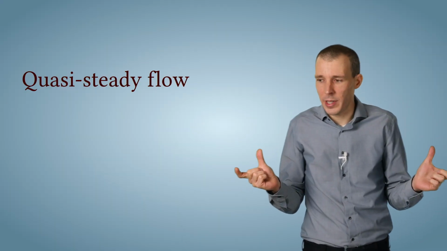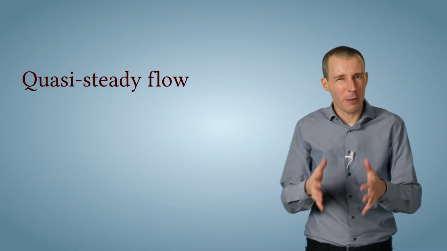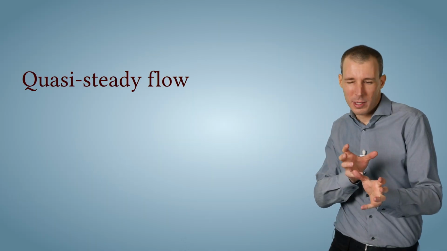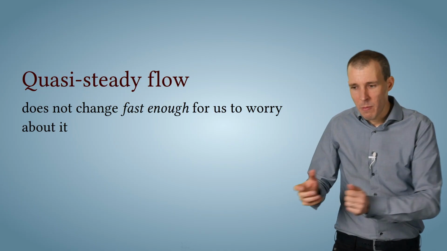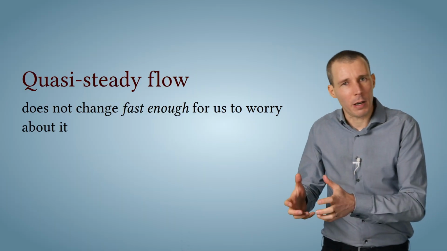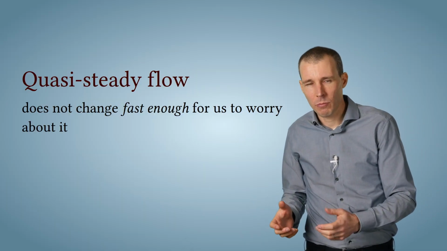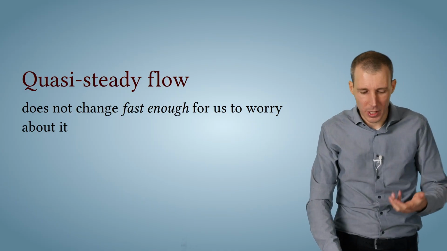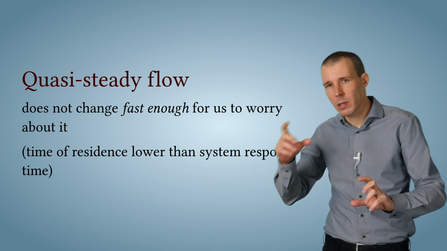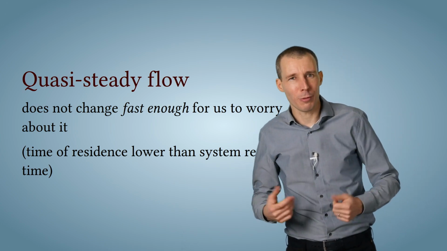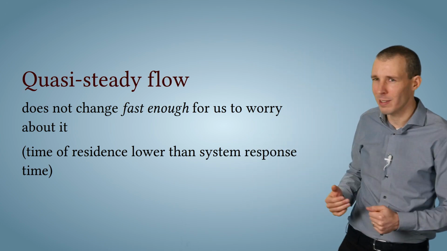In between those two states, steady and unsteady, there is this middle ground where we can still get away with a description of steady flow, and this is quasi-steady flow. Quasi-steady flow is flow that changes, but not fast enough for us to worry about it. To describe it more formally, we say the time of residence is lower than the system response time. Makes us sound great, but it's essentially saying the same thing.